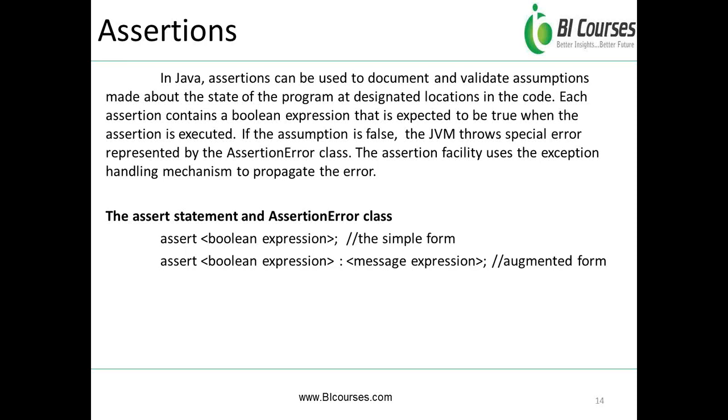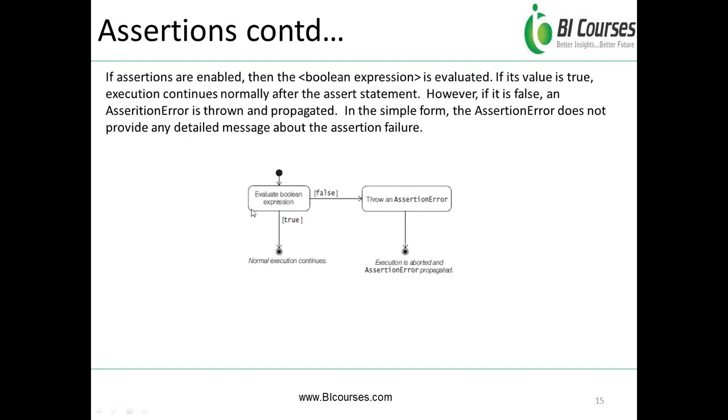So the assertion facility uses the exception handling mechanism to propagate the error. The assertion statement is: assert Boolean expression. This is the simple form, and we can also put a message that we want to print. So it evaluates the expression. If it is false, it throws an assertion error. Otherwise, execution will continue.